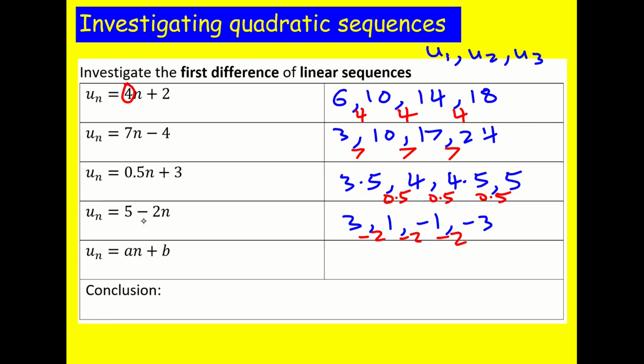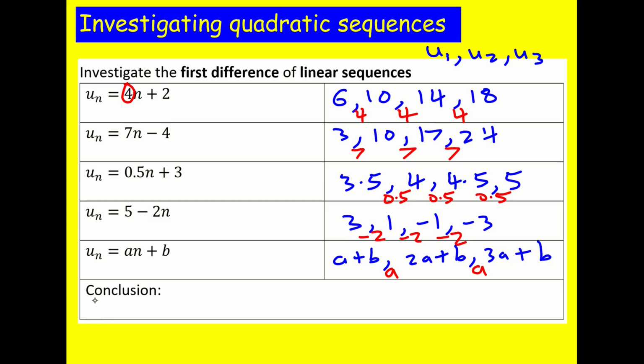Finally, this is a general nth term for a linear sequence. We're going to get a plus b, then 2a plus b, then 3a plus b, and you get the idea. 4a plus b, I can't fit that one in. So every time it's going up by a, and that's a general thing for linear sequences.